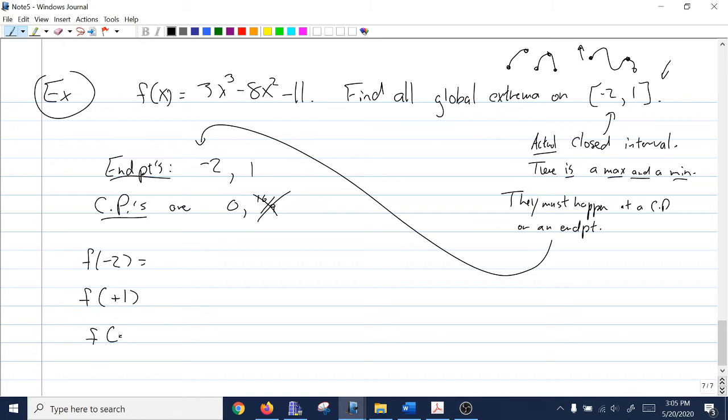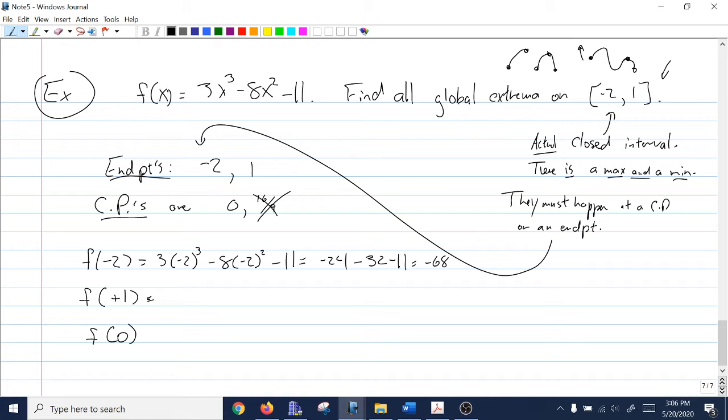What's f of 0? f of negative 2 is 3 times negative 2 cubed, minus 8 times negative 2 squared, minus 11. 3 times negative 8 is negative 24. 8 times 4 is 32, so this is a minus 32, minus 11. These are all negative. I'm getting negative 68. Don't circle it until you know it's an answer.